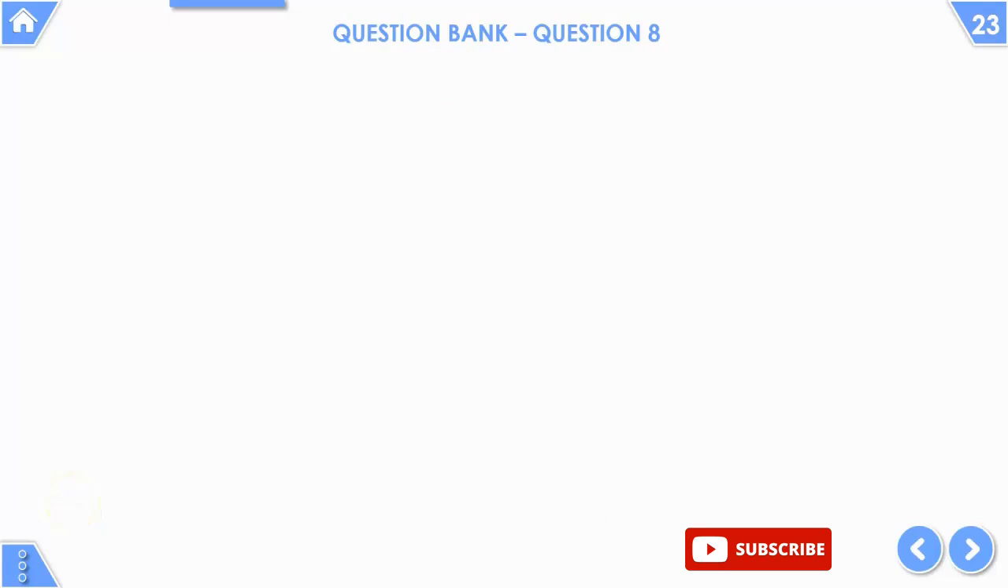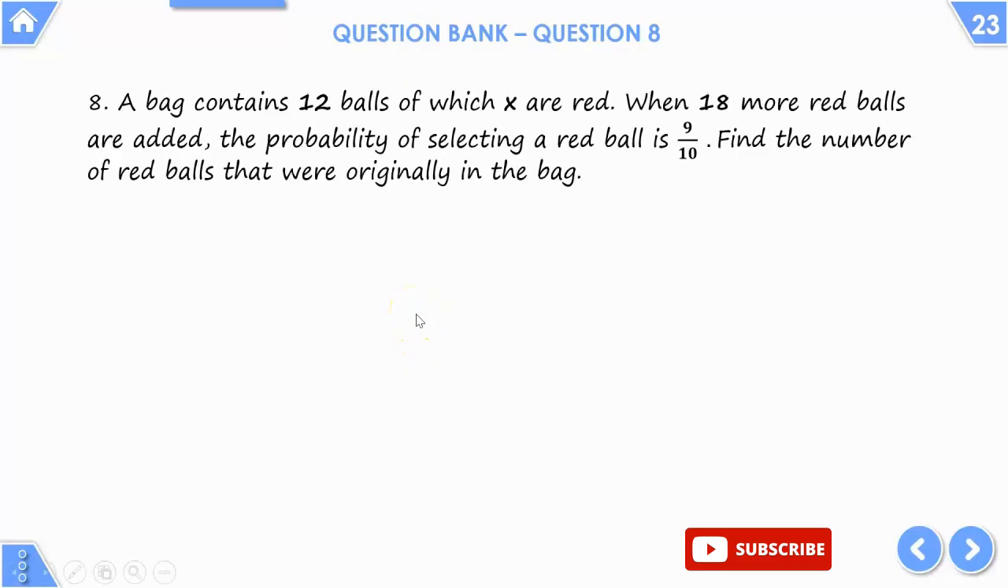All right. So let's go to question 8. With question 8, a bag contains 12 balls of which x are red. When 18 more balls are added, the probability of selecting a red ball is 9 out of 10. Find the number of red balls that were originally in the bag.